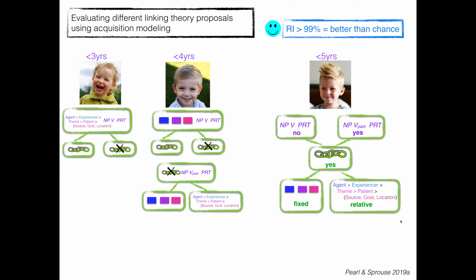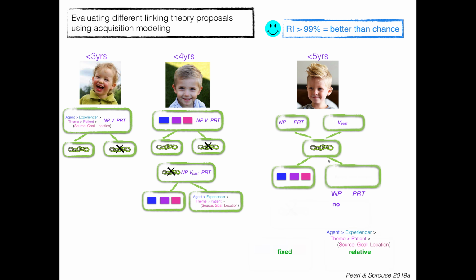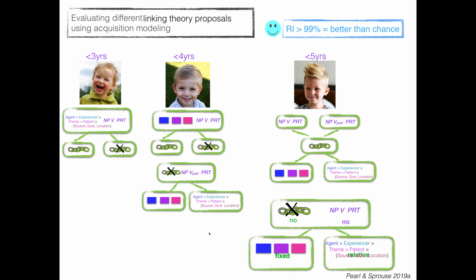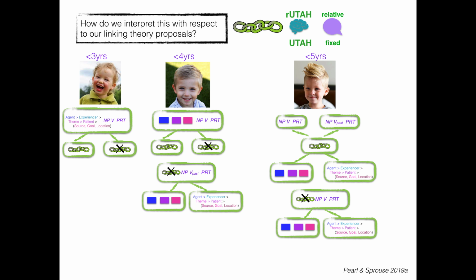You can pay attention to morphology or not. You can have a fixed or relative representation, whatever. Just have that linking knowledge. Or you could not have the linking knowledge, ignore surface morphology, and then you could have either a fixed or relative representation. So there's a lot going on with these results. And what you might reasonably wonder is, how do we interpret this with respect to our linking theory proposal? So that's what I want to do for you now.